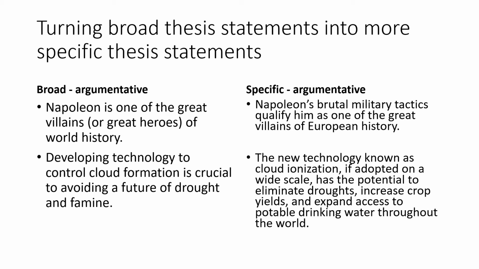Likewise, the argument that developing technology to control cloud formation is crucial to avoiding a future of drought and famine might focus in on the potential of a particular variety of weather control technology. For example, the new technology known as cloud ionization, if adopted on a wide scale, has the potential to eliminate droughts, increase crop yields, and expand access to potable drinking water throughout the world.